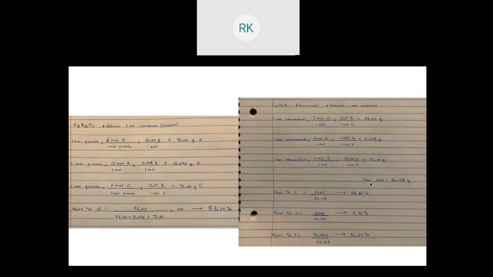Somebody asked, if it was 5 moles of glucose, what would you do? Basically, instead of the number 1 mole of glucose at the very beginning, all of them would be 5, which means all of the masses would also be multiplied by 5, and when you plug it in, it would make no difference.